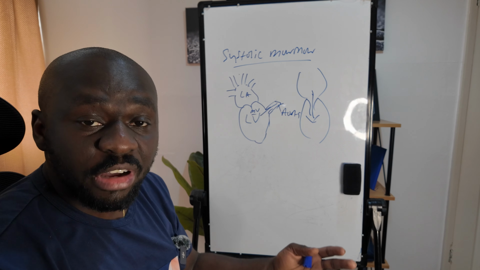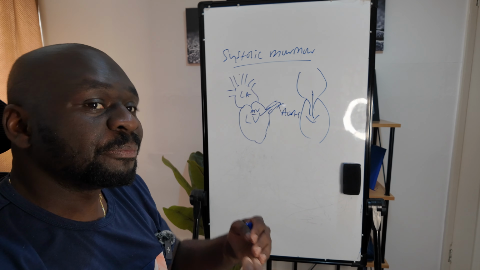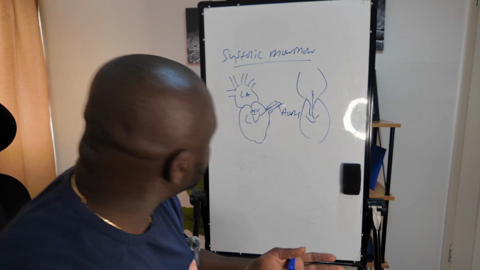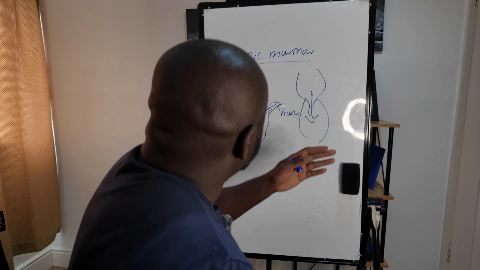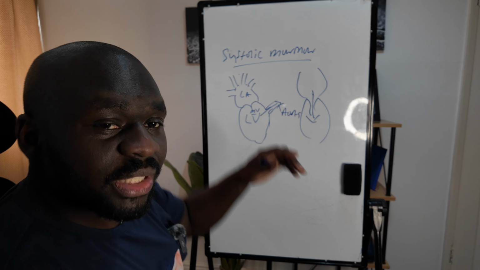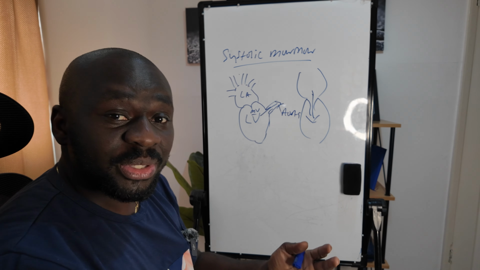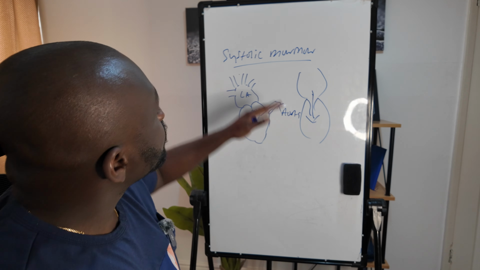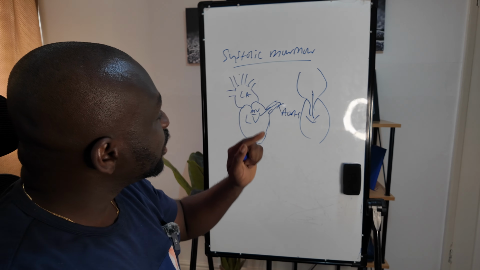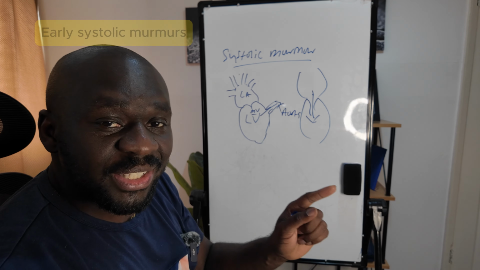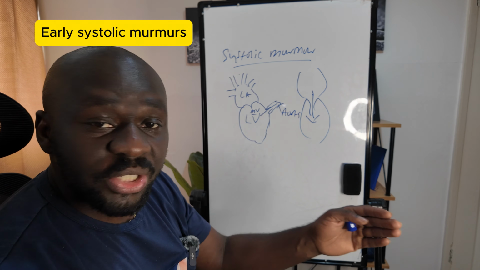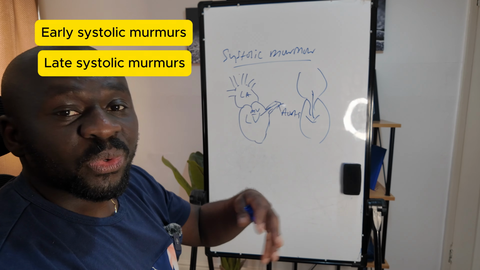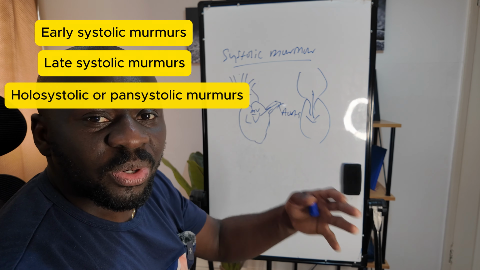So when you hear things like mitral valve prolapse, you begin to understand where the leaflets are opening into or bulging into. So let's proceed. So we classified diastolic murmurs into early diastolic murmurs, and then we had mid to late diastolic murmurs. For systolic murmurs, we also have early systolic murmurs, which we commonly call the ejection systolic murmurs. We have late systolic murmurs. We have what we call pan-systolic, also called holosystolic.